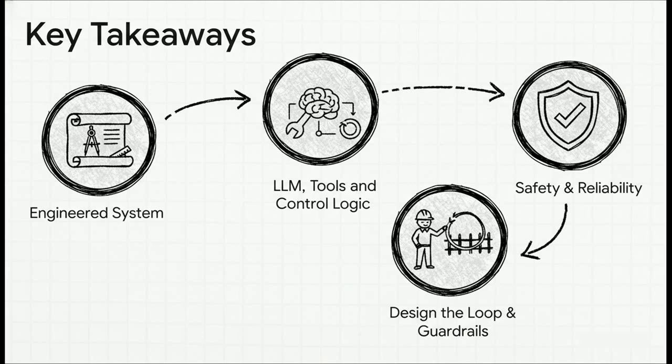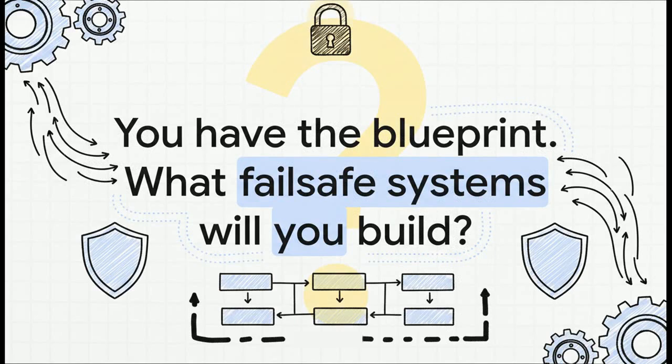Your primary focus as an engineer should always be on that control logic. That's where you build in safety and reliability. At the end of the day, you are the architect. You design the loop, and you build the guardrails. And that brings us to our final thought. We've deconstructed the magic. We've laid out the architectural blueprint. So the question is no longer, how do these magical AI agents work? The question is now for you. Now that you have the blueprint, what fail-safe systems will you build?